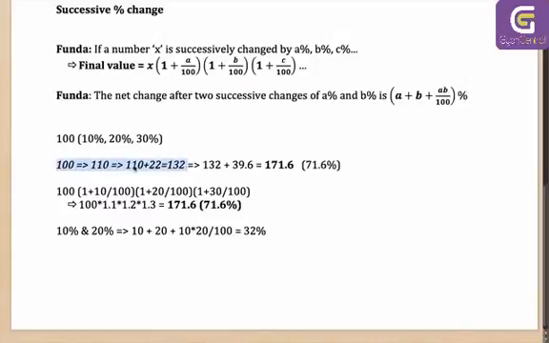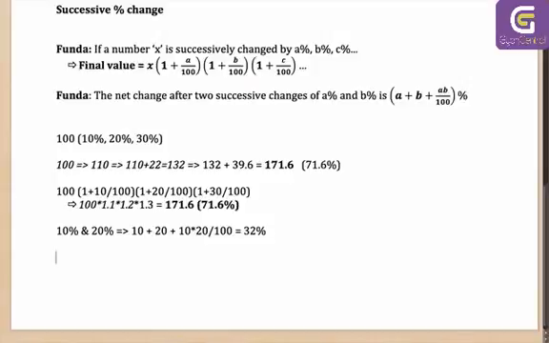In the first method, you would have to do this much. First, get to 110, then 20%. In the second method also, you will have to do at least this much. You will have to multiply 1.1 and 1.2. Here, the value is very correct and you got it directly, very, very easily just by using A plus B plus AB by 100.